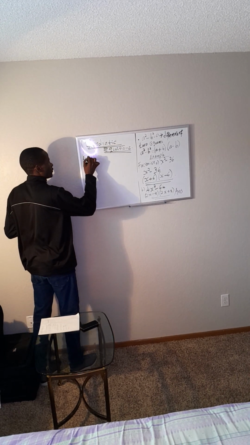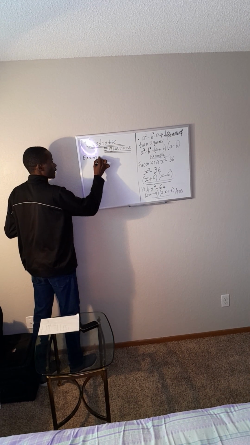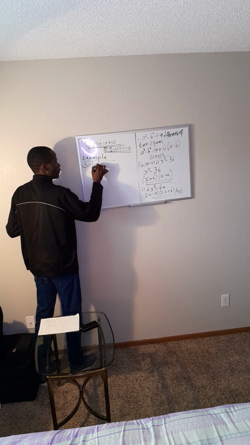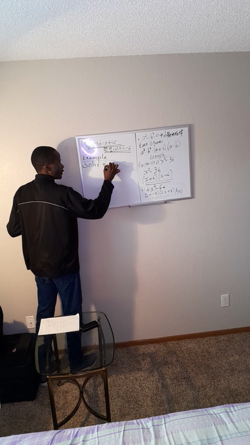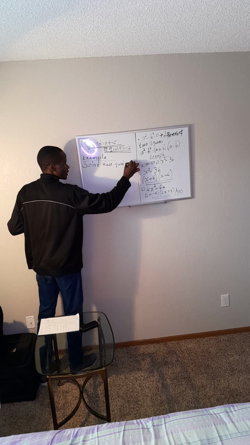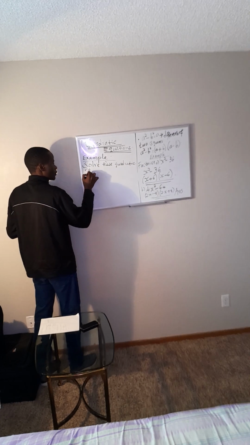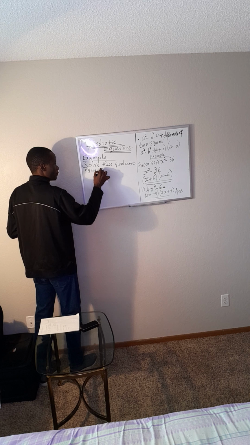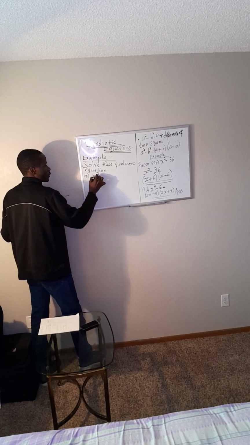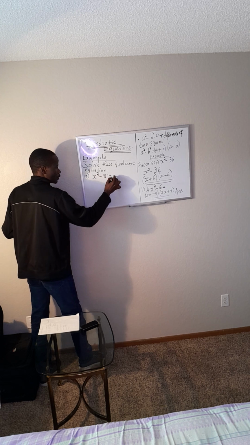Example on how to solve. Example, solve this quadratic equation below. Solve this quadratic equation below. So the first one, x squared minus 81 is equal to 0.